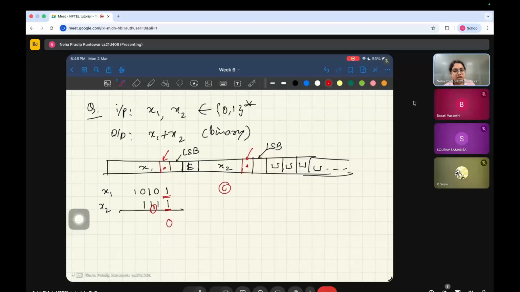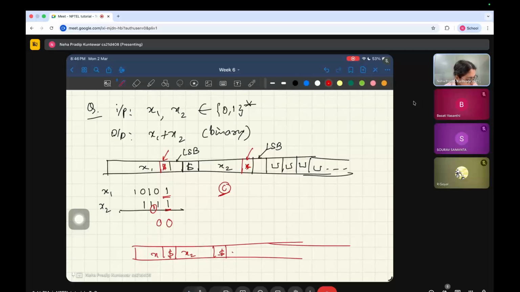At every point there are three things that you are looking at: a particular bit of x1, a particular bit of x2, and this carryover bit. And then you do a sum of all the three, and you write it here. So this is your x1, this was the dollar separator, this was x2, this is the dollar separator, and here you are going to write your sum. It's okay if you write it in the reverse order first. So first, 1 plus 1 is 0, so you are going to write a 0 here.